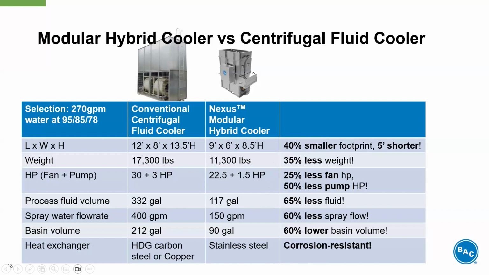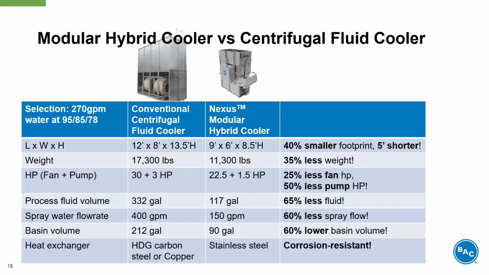The process fluid volume is significantly reduced. That's the volume that's flowing through the coil or through the heat exchanger, because the Nexus heat exchanger has a much smaller internal volume than a traditional coil. We can reduce that process fluid volume by quite a bit. Also, much less spray water is required and a much lower basin volume. So this lends itself to less chemical use and easier maintenance, easier dealing with that water distribution system.